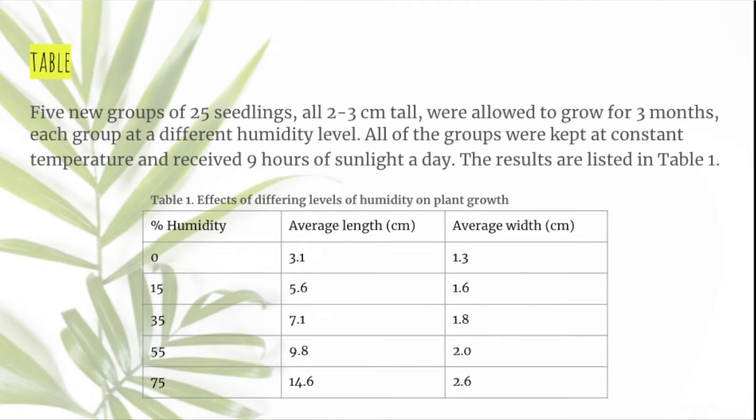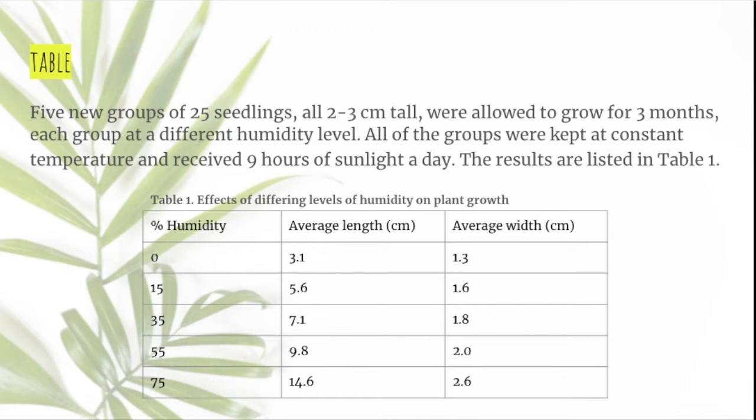From this table, we can also easily identify the control group versus the experimental groups. The control group receives no variable being tested. Therefore, the group of seedlings exposed to 0% humidity would be the control group. The experimental groups, on the other hand, would be all other groups of seedlings exposed to 15 to 75% humidity.